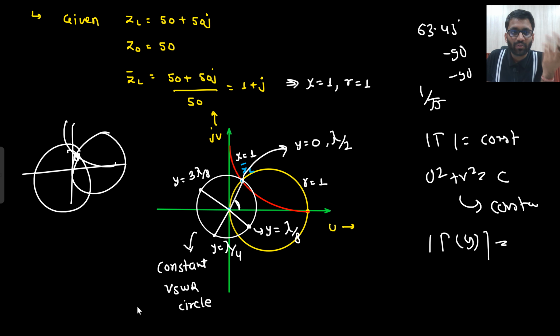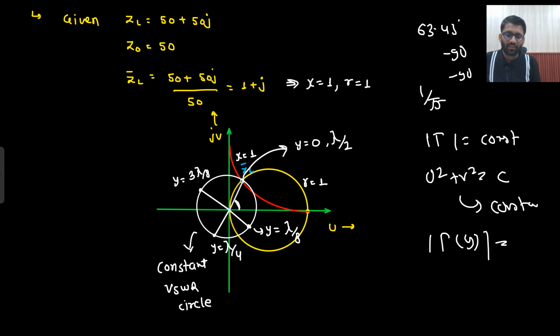And what do you mean by constant VSWR circle? That means you are working on the line. And in which direction are you working? In the clockwise direction. All these points are clear or not? Crystal clear? And this particular point will always be your V maxima, and this particular point will always be your V minima. So here I am writing, this is your V minima and this is your V maxima.